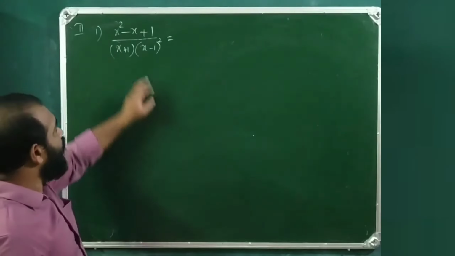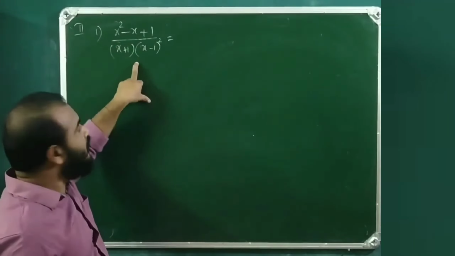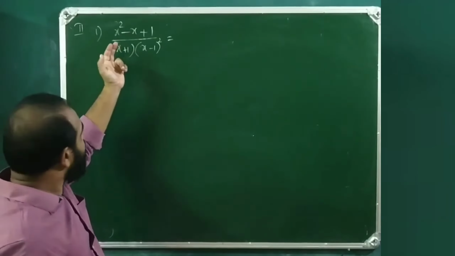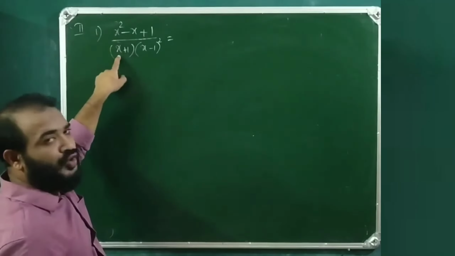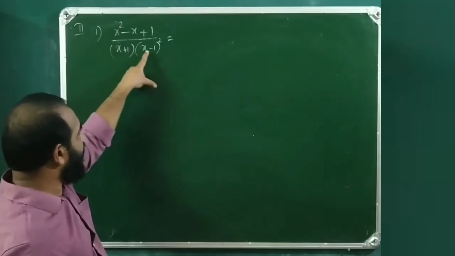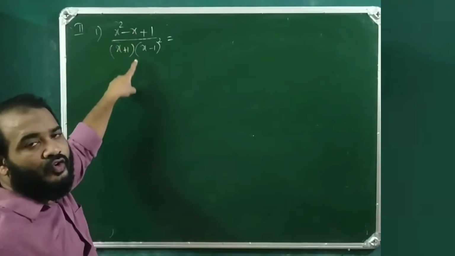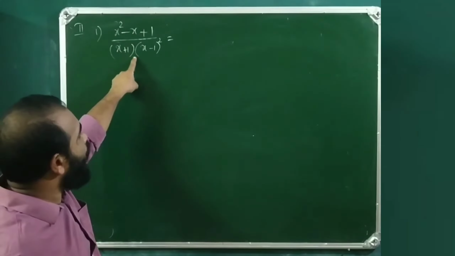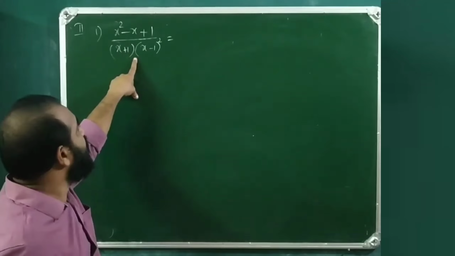Second question, first part: x square minus x plus 1 by x plus 1 into x minus 1 whole square. First of all, this fraction is of the form f of x by g of x, where f of x and g of x are both polynomials, and the degree of the numerator is 2 while the degree of the denominator is 3, since x into x square is x cube. So the degree of the numerator is less than the degree of the denominator. Therefore, this is a proper fraction, so partial fractions can be used.